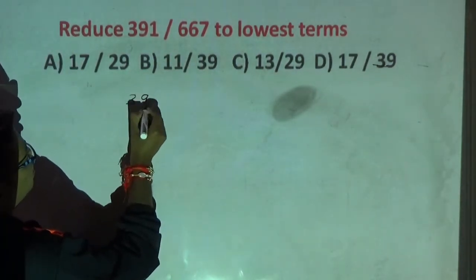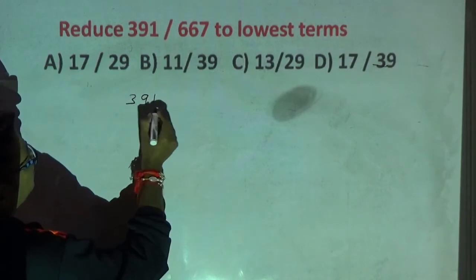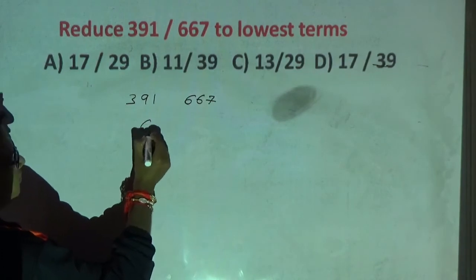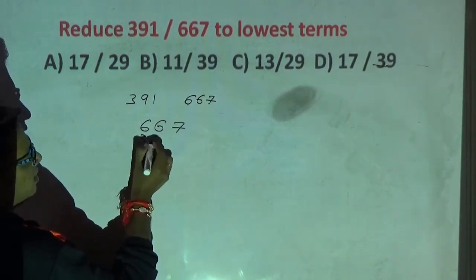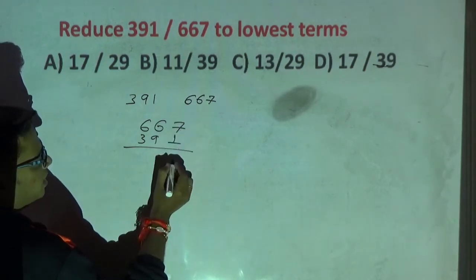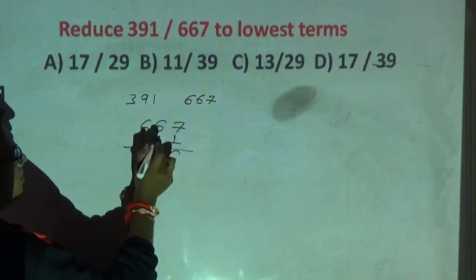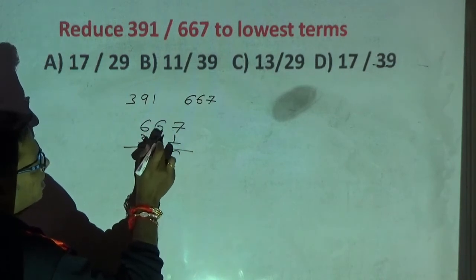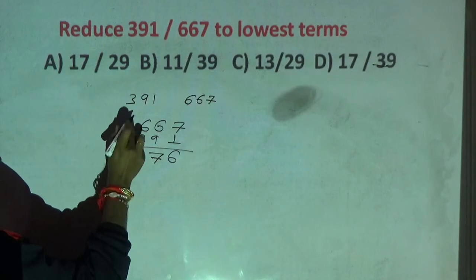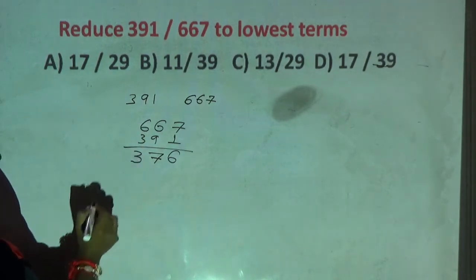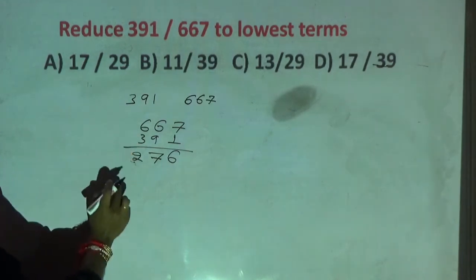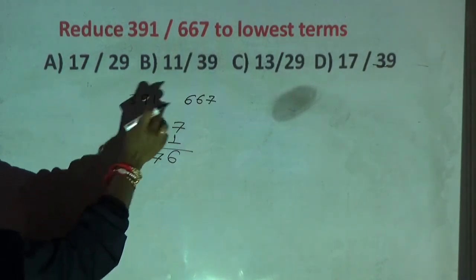Now, I need to find out the HCF of 391 and 667. So I will apply the difference method to find the HCF. 667 and 391. I will find the difference now. 7 minus 1 is 6. Here 16 minus 9 is 7. Here this is 2. So 276 is the difference. Whether you can divide these two numbers by 276?